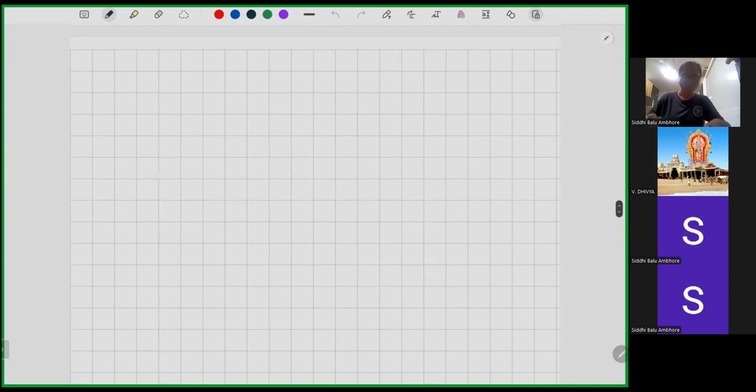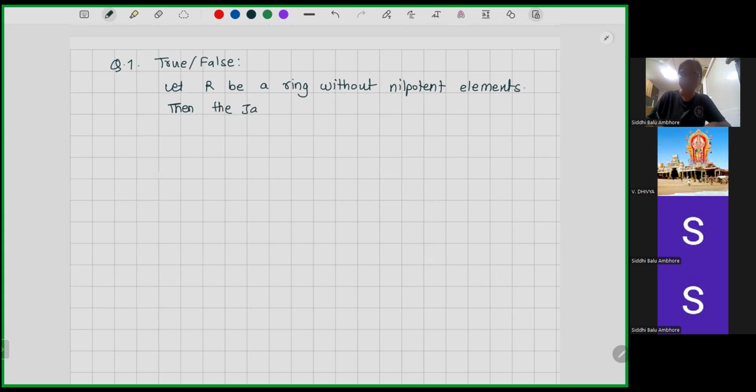So, let us start with the first question, where we have to check for true or false. The question is: let R be a ring without nilpotent elements. Then the Jacobson radical of R is 0. So we have to check whether this is true or false.